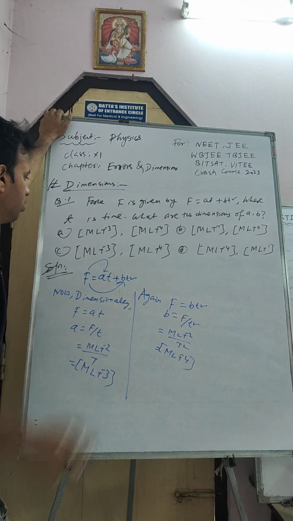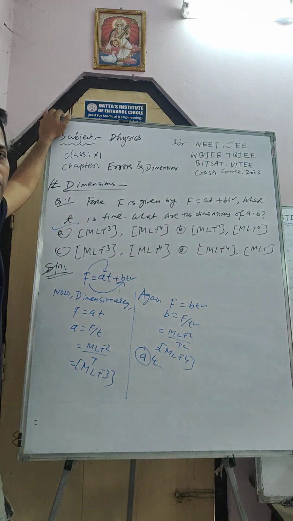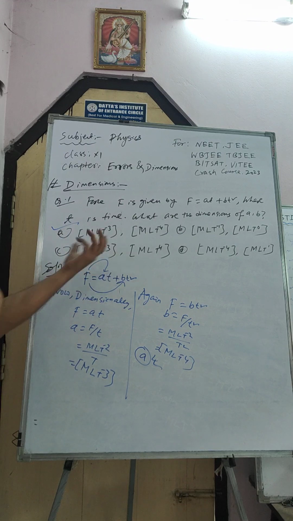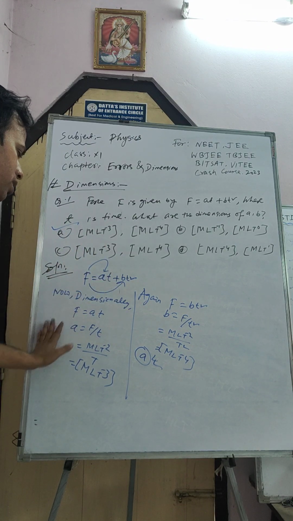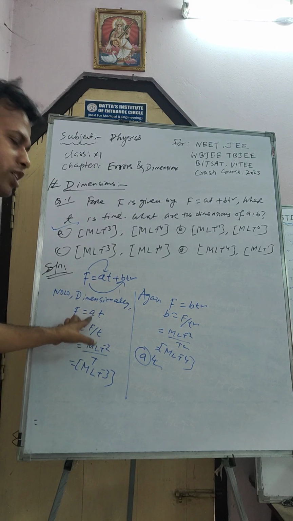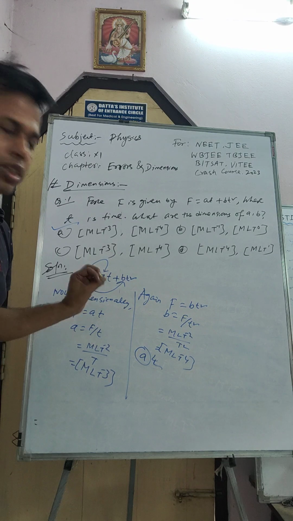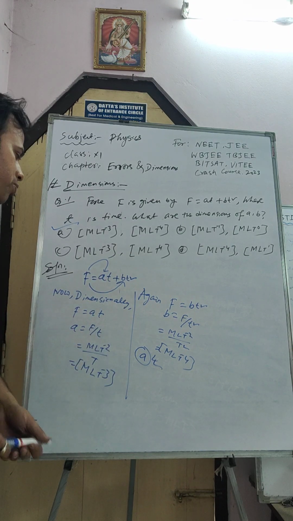This is MLT minus 2. Option A is correct. So option A is the correct answer. Got my point? I am just using the formula. Dimensionally, if they are added or equated, they are equal. I just write A equal to F by T, and put the dimension of F, which is MLT minus 2, that is force, and T is T. So option A is correct here.